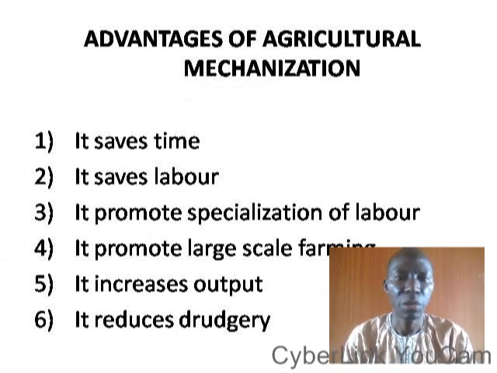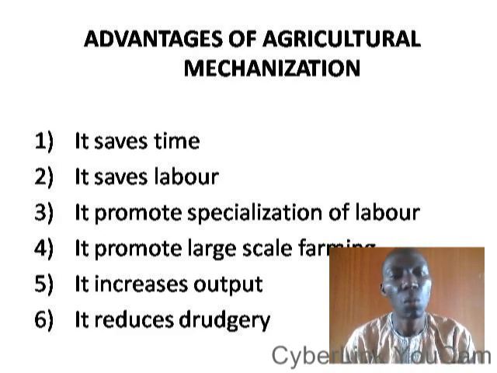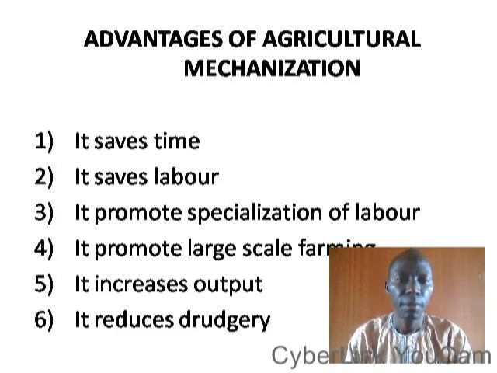Advantages of agricultural mechanization. 1. It saves time. Instead of a particular farm operation taking 1 week, if mechanization is employed, it can take just a day or 2 days. 2. It saves labor.